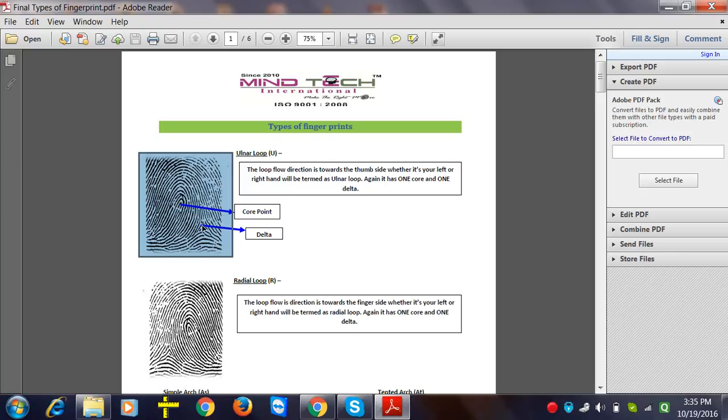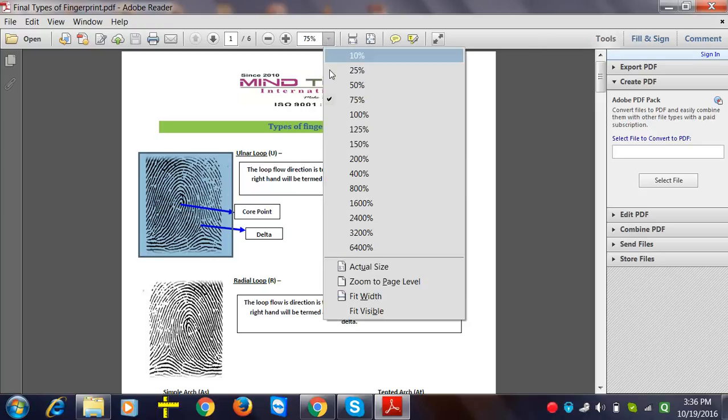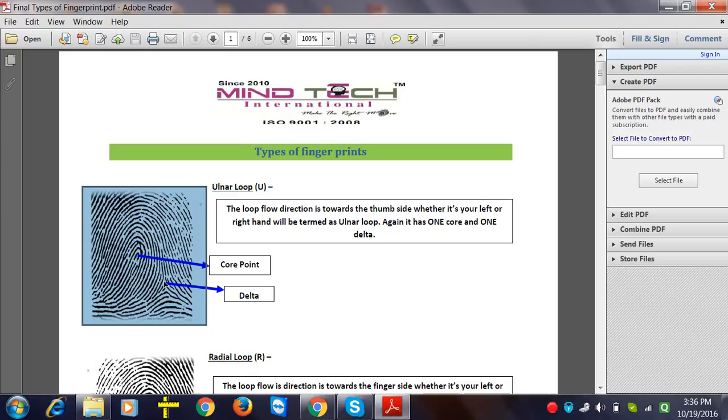Now how do we do the ridge count in both the patterns? We count from delta to core straight. Whatever black lines you see, if we have to count this, it's 1, 2, 3, 4, 5, 6, 7, 8, 9, 10, 11. So we'll put 11 in as the ridge count, and the type will be ulnar loop or radial loop.